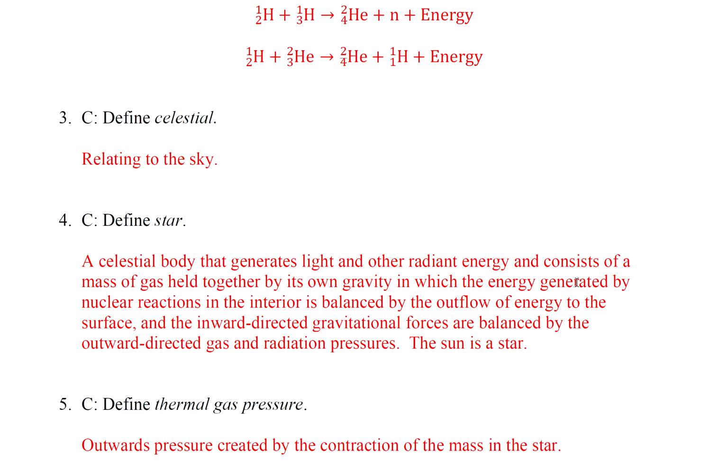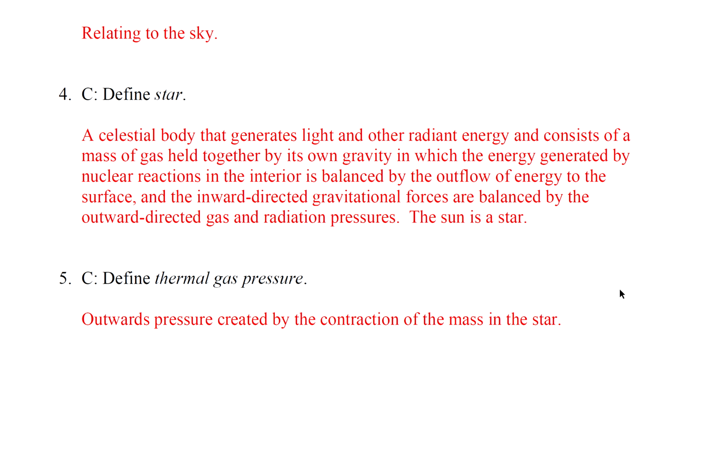Question 3. Define celestial. Celestial means relating to the sky. Question 4. Define star. It's a celestial body that generates light and other radiant energy and consists of a mass of gas held together by its own gravity, in which the energy generated by nuclear reactions in the interior is balanced by the outflow of energy to the surface.